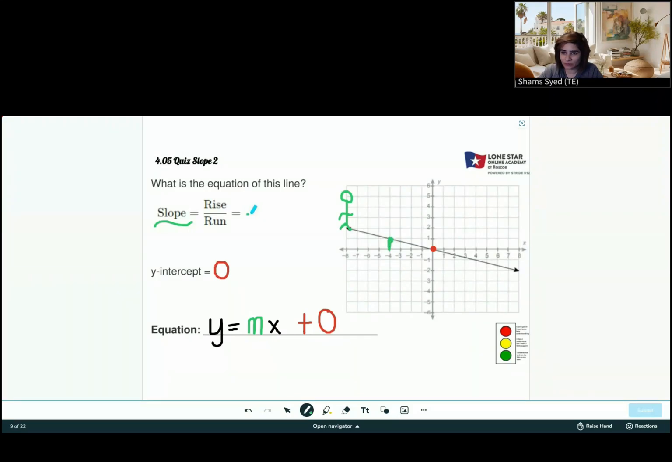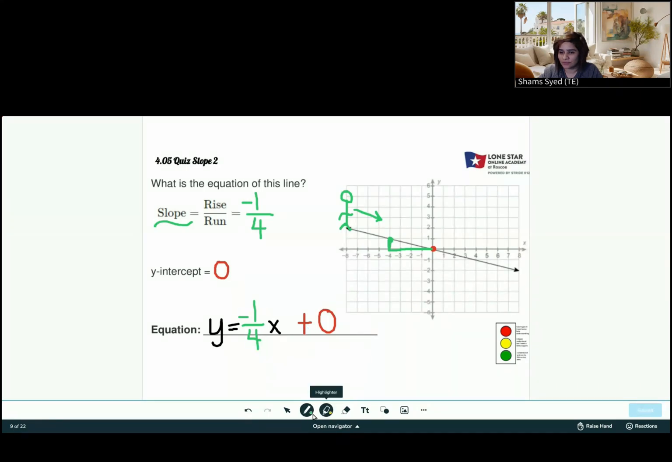I went down only 1. Yes, Mia says yes. And how much do I go over? 4. Excellent. And going down is not positive 1, going down is negative 1. Stick figure is going down, so the slope has to be negative. Now we can get rid of m and say m is negative 1 over 4.